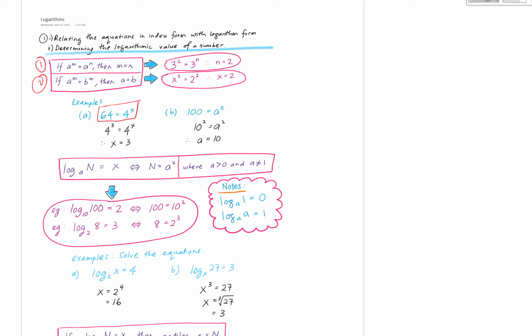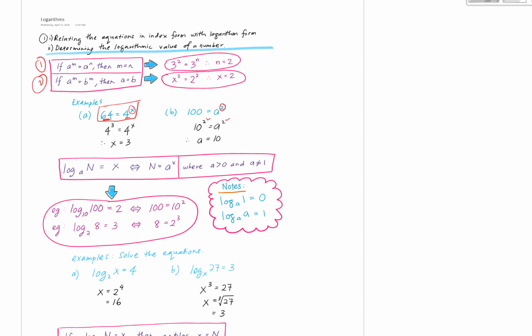For example, you diberi 64 sama dengan 4 kuasa X. So, since you nak cari you punya index, kita samakan base. So, 64 adalah 4 kuasa 3. So, since base dah sama, jawapannya X adalah 3. Ataupun second method, kita samakan kita punya index. 100 kita tukar kepada power of 2, which is equals to 10 power of 2. So since index dah sama, kita ambil base saja. So A sama dengan 10.